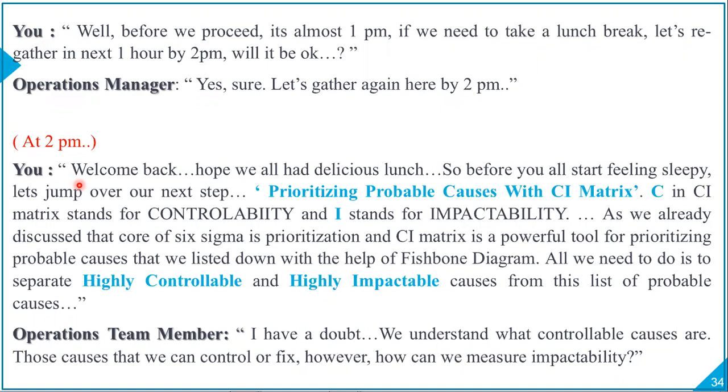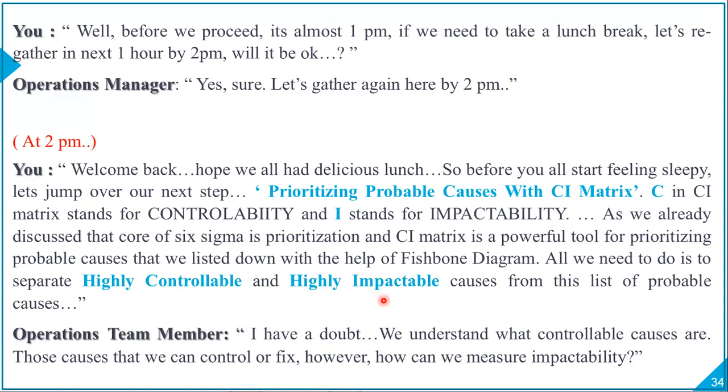So before we all start feeling sleepy, let's jump to our next step, prioritizing probable causes with the CI matrix. C in CI matrix stands for controllability and I stands for impactability. As we already discussed, the core of Six Sigma is prioritization, and the CI matrix is a powerful tool for prioritizing the probable causes that we listed with the help of the fishbone diagram. All we need to do is to separate highly controllable and highly impactable causes from this list of probable causes.